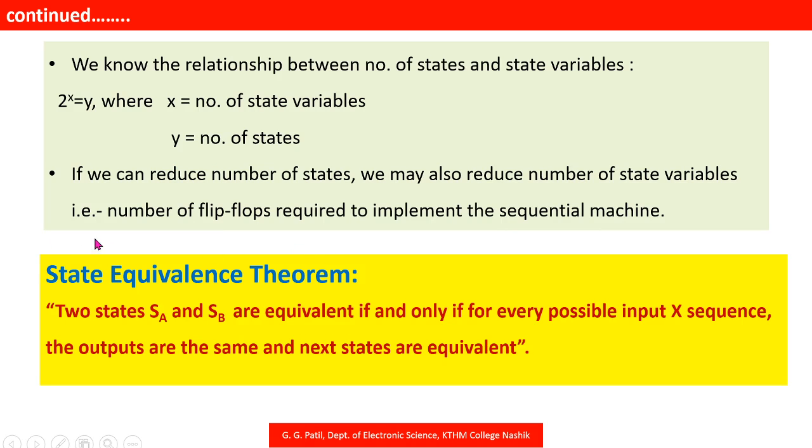Now, the state equivalence theorem. That theorem, which is used for identifying the redundant state or equivalent state, is given here. The state equivalence theorem: two states SA and SB are equivalent if and only if for every possible input X sequence the outputs are the same and the next states are equivalent.